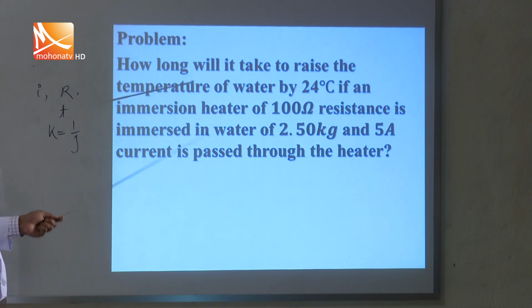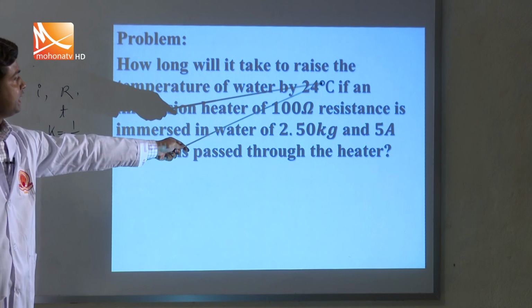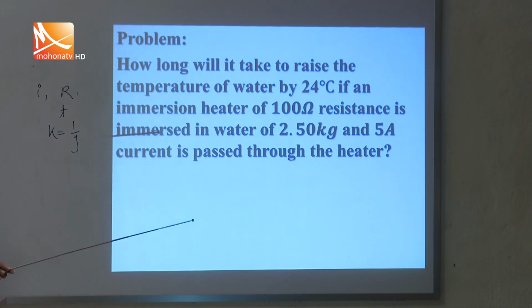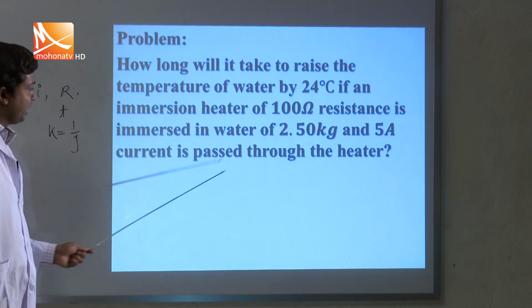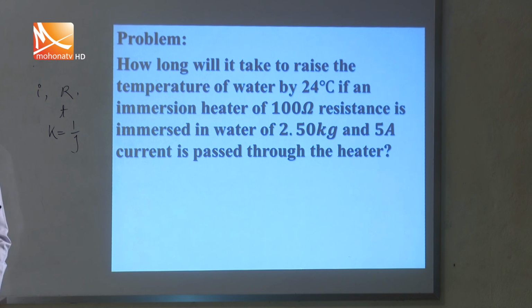How long will it take to raise the temperature of water by 24 degrees Celsius if an immersion heater of 100 ohm resistance is immersed in 2.5 kg of water and 5 ampere current passes through the heater? That means, in this case the resistance of the heater is given and the amount of flowing current is given, and the amount of water available here is also mentioned, and how much the temperature will be increased is also given.